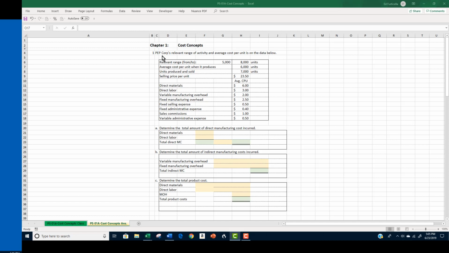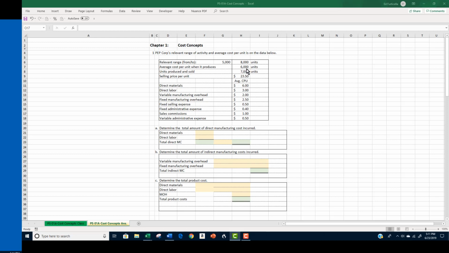Our first step is to make sure that we read and understand the question. So take a few minutes to look at the data. The relevant range is 5,000 to 8,000 units. As long as production levels are within this range, the variable cost per unit and the total fixed cost will remain unchanged. The problem states that all cost averages are based on 6,000 units.